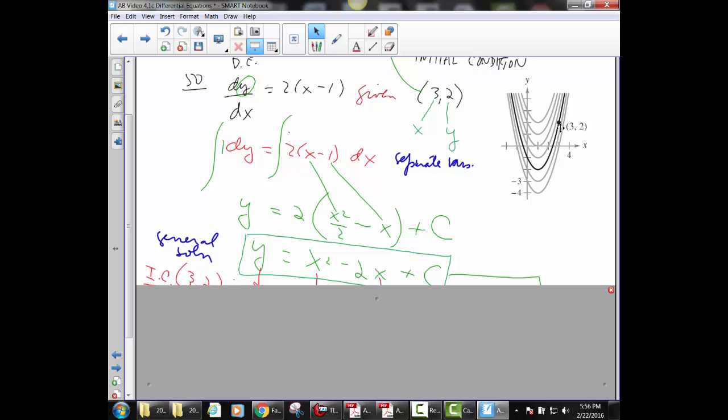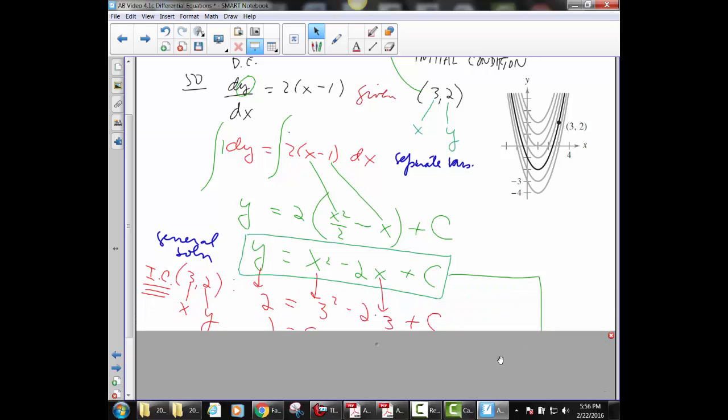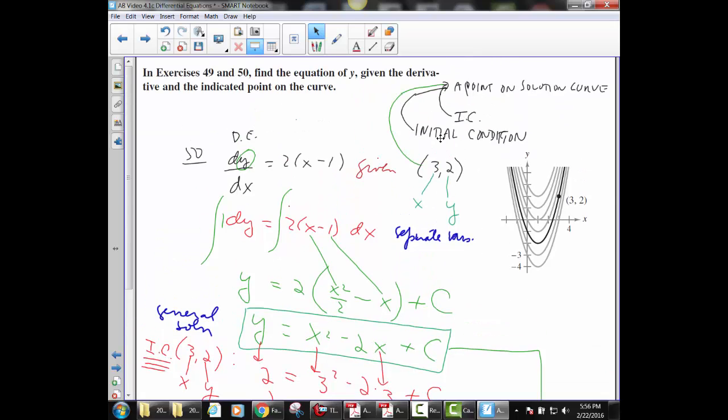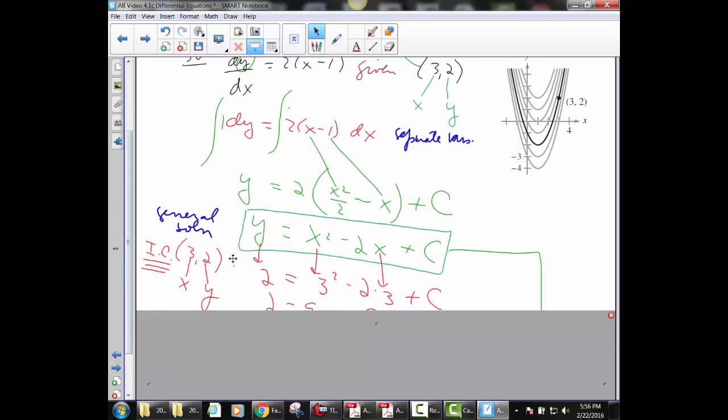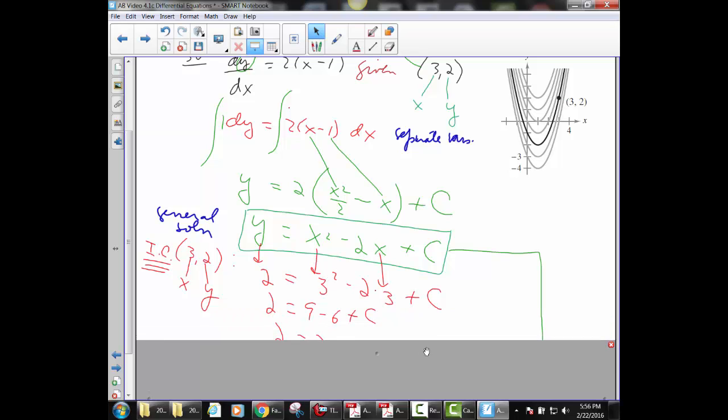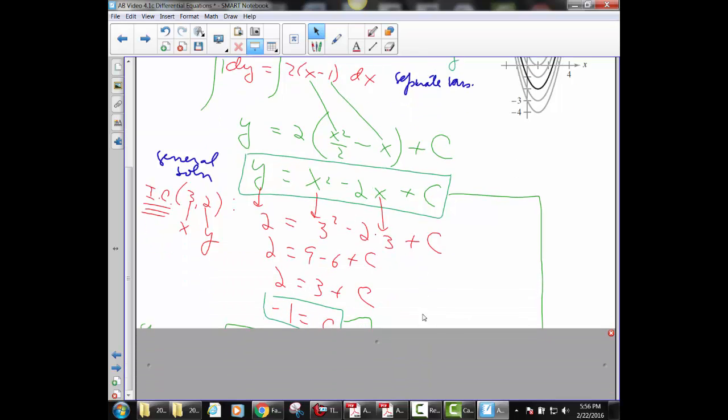But only one of these parabolas is going to go through the point (3, 2). What that is called is an initial condition. A point on the solution curve is an initial condition. So I have x equals 3, y equals 2. I take that initial condition, I replace the y's by 2, I replace the x's by 3, and that will allow me to solve for c.